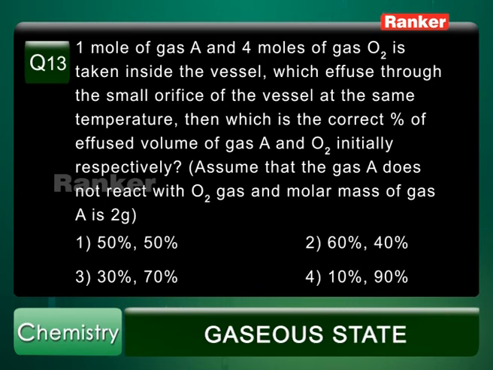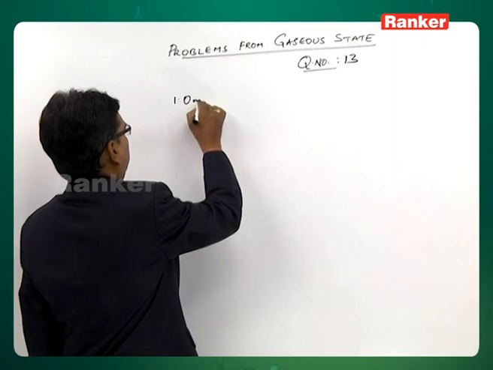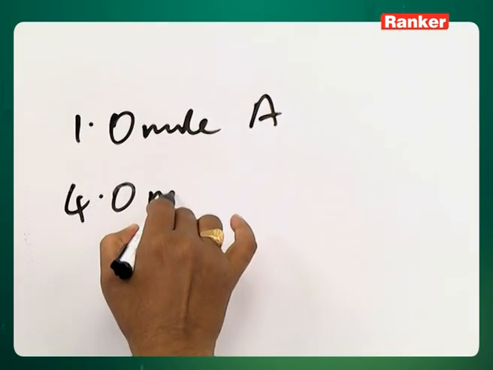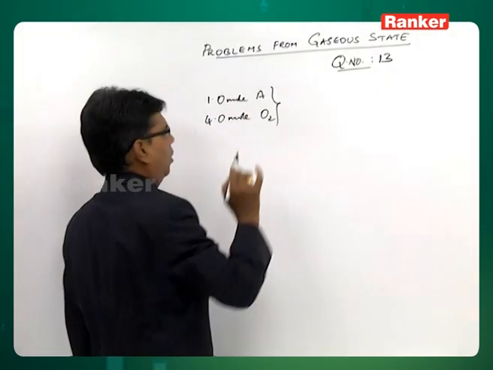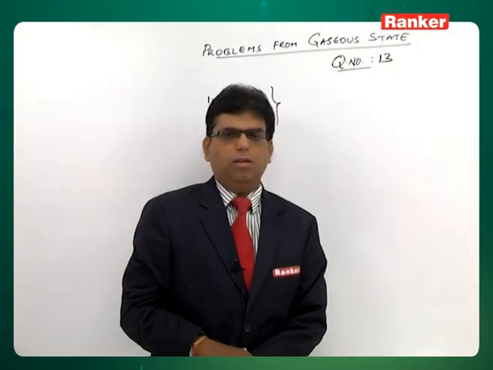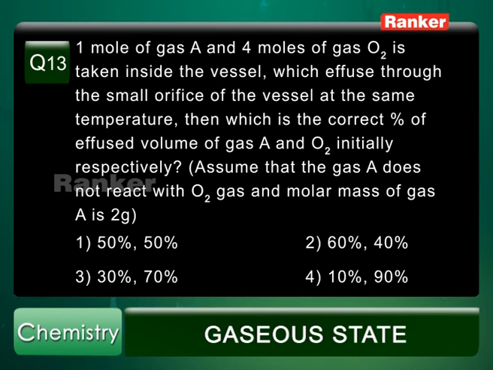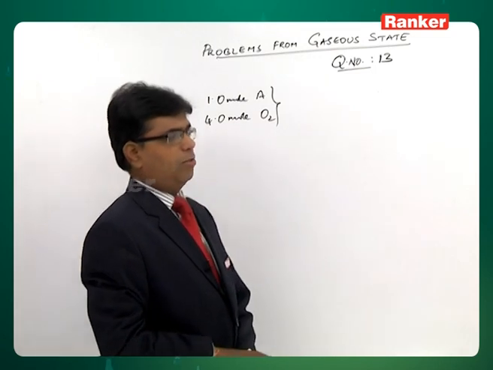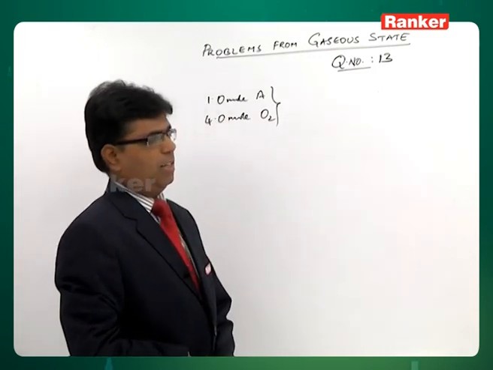1 mole of gas A and 4 moles of gas oxygen are taken inside a vessel. This mixture of 1 mole of gas A and 4 moles of O2 effuses through a small orifice of the vessel at the same temperature. Then which is the correct percentage of effused volume of gas A and O2 initially, respectively? Assume that A does not react with O2, because if they were reactive gases, then they would form some other gas and it would become a single gas. So, here A is not reactive with oxygen.